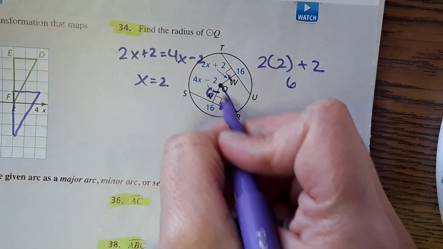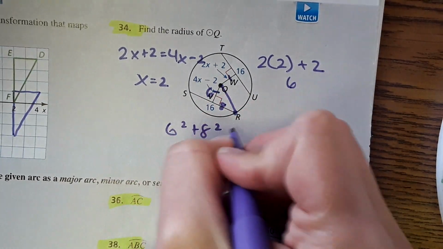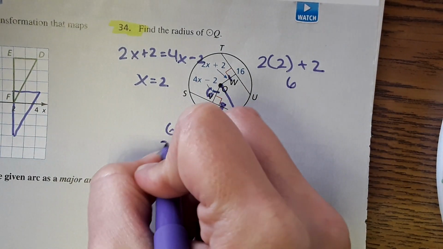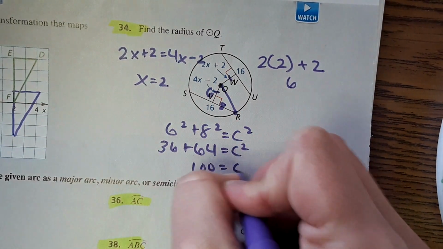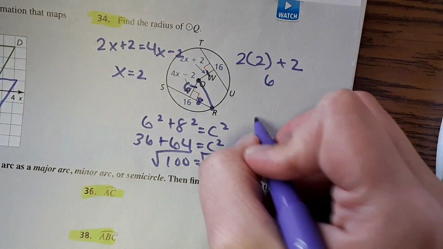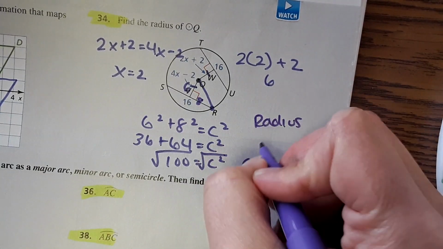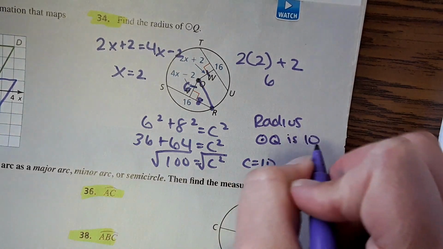And then to find the hypotenuse of this right triangle, 6 squared plus 8 squared equals c squared. 36 plus 64, 100 equals c squared, square root of both sides, and it is c equals 10. So the radius of circle Q is 10 units.